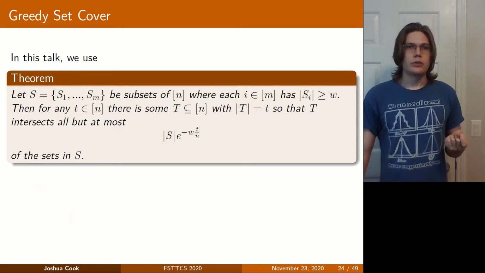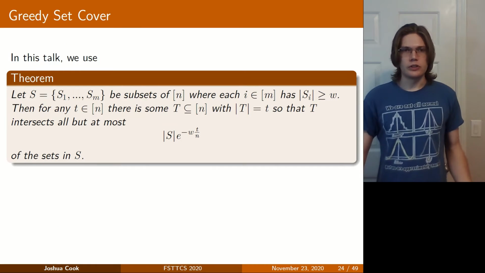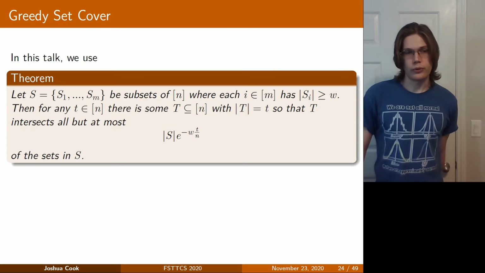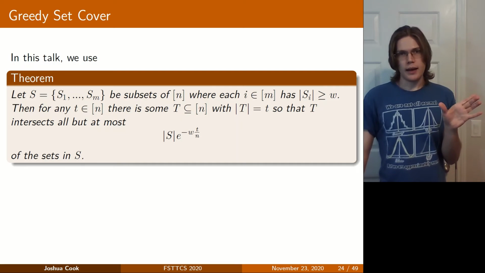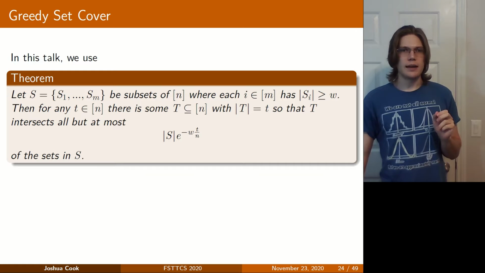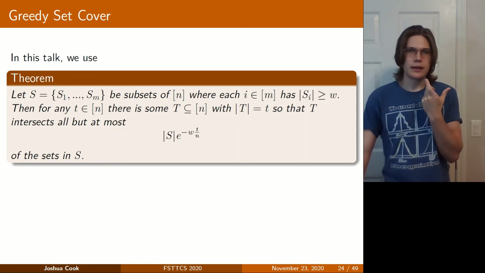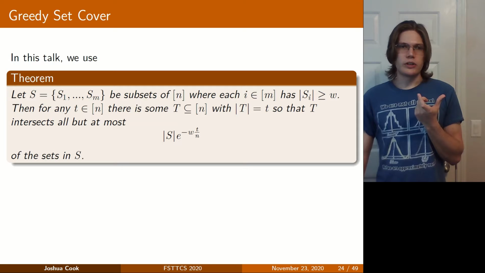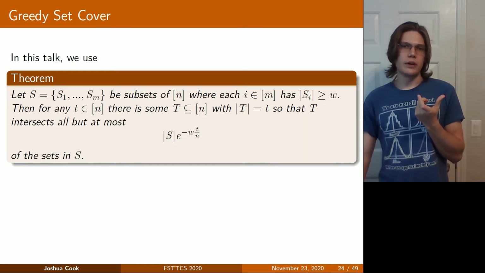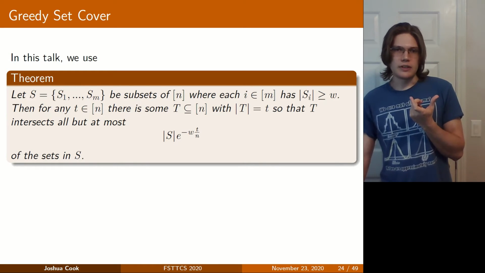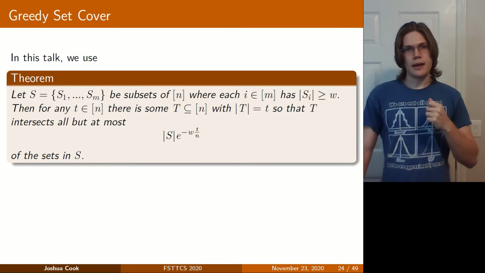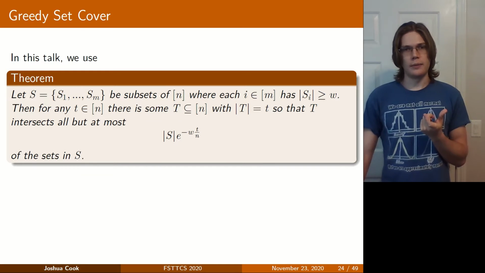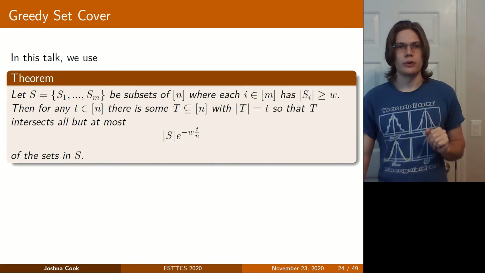Okay, so the other tool that we're going to use largely in this paper is this greedy set cover algorithm. So basically the idea is that if we have a bunch of sets, and each set has a width w, and we fix t, then there's some set of t variables that we can fix that will intersect all but at most this amount that's exponentially decreasing in the width, so the minimum size of the sets, and the number of variables that we fix, divided by the total number of variables.